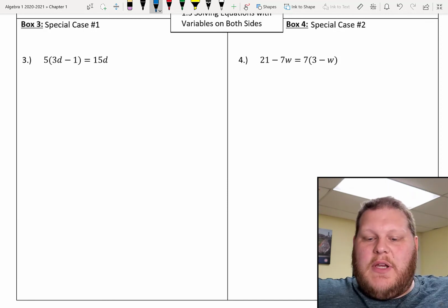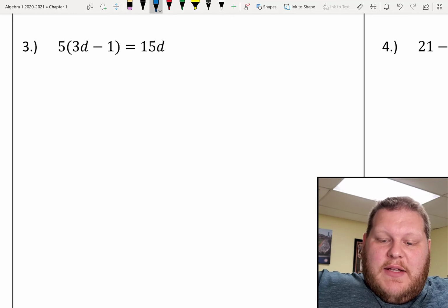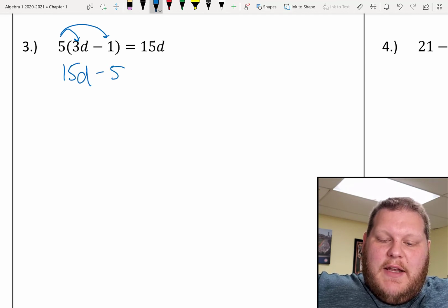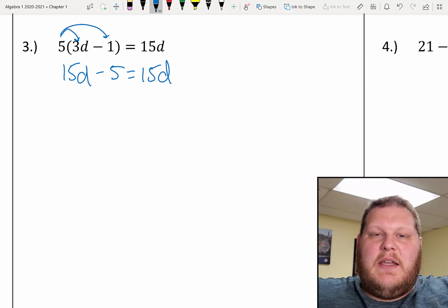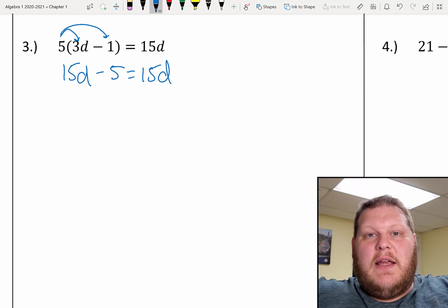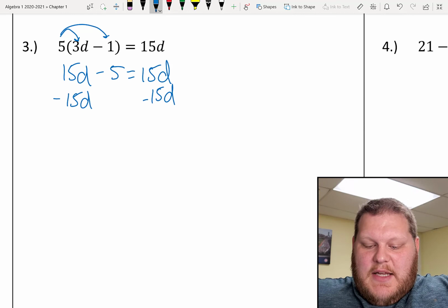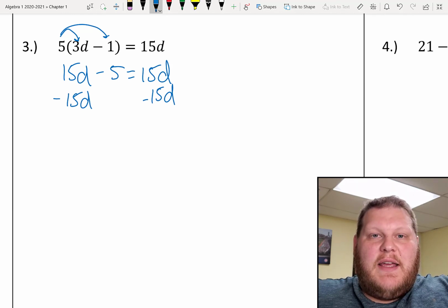So for box number 3, just like in box 2, I'm going to start by distributing into my parenthesis. 5 times 3d gives me 15d. 5 times negative 1 gives me a negative 5. That still equals 15d. Just like we had up in box 1, I already have 15d on the right side all by itself. So I'm going to move the other variable term over there with it. So I can see I'm subtracting 15d from both sides to get them together.